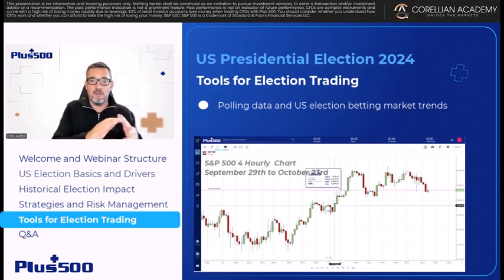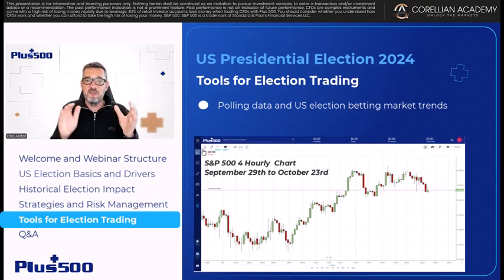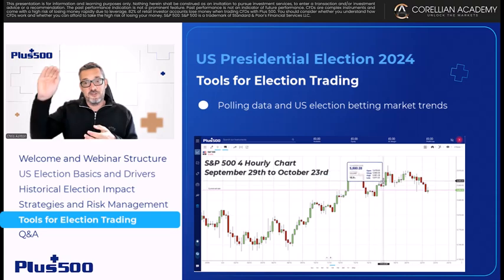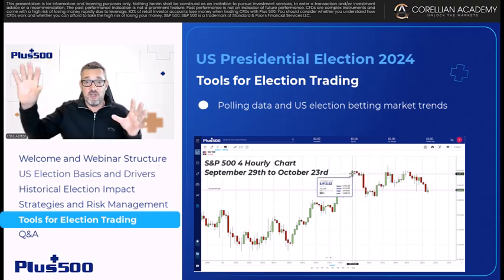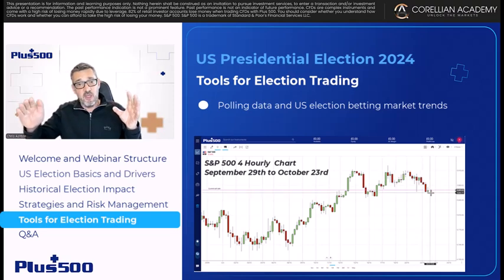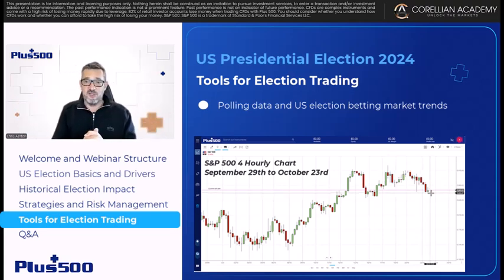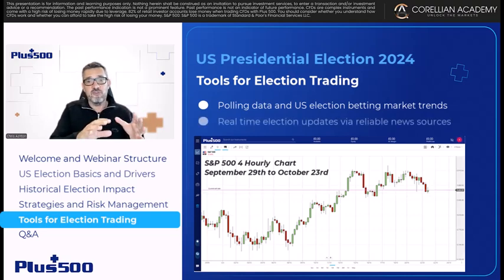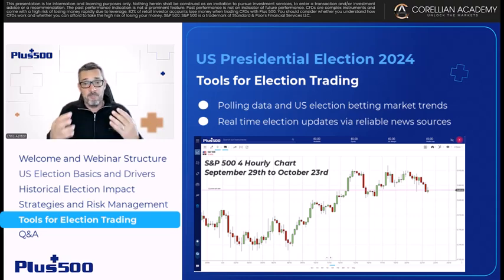Utilize the Plus500 price charts to judge market sentiment. Are stocks at their highs again, showing trader confidence, or are they moving lower, reflecting trader uncertainty? What is the dollar doing against the other major currencies? Follow real-time election news, key political announcements, and post-election speeches, and make sure you use reliable news sources and election result trackers. I personally use Bloomberg, Reuters, and CNBC for my updates, but there are many other options.